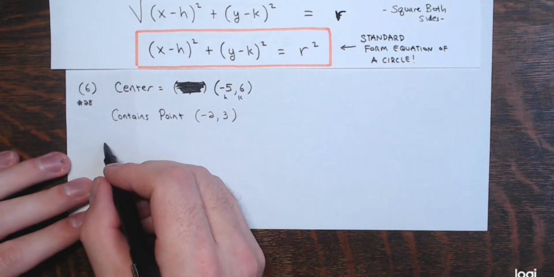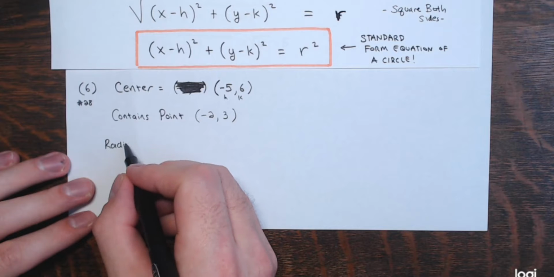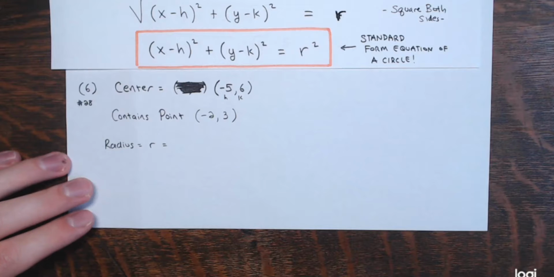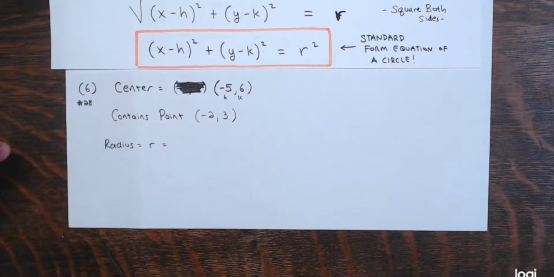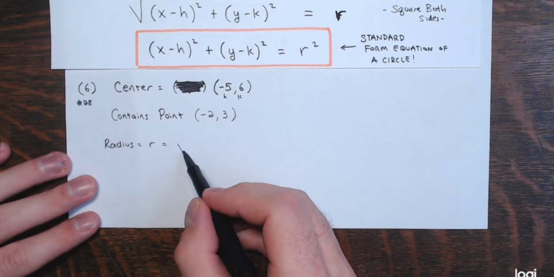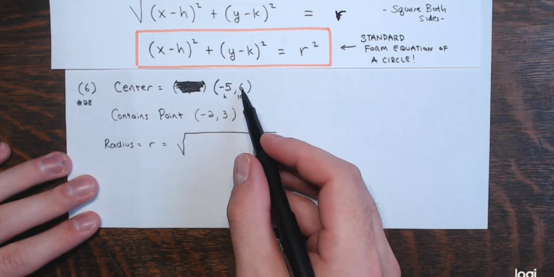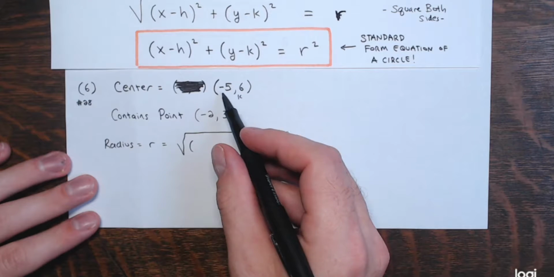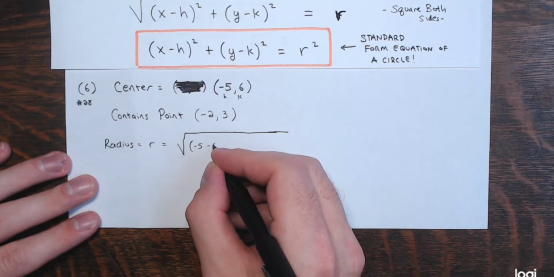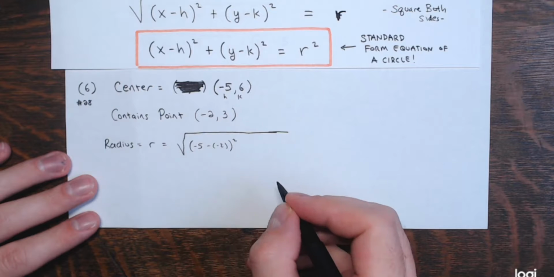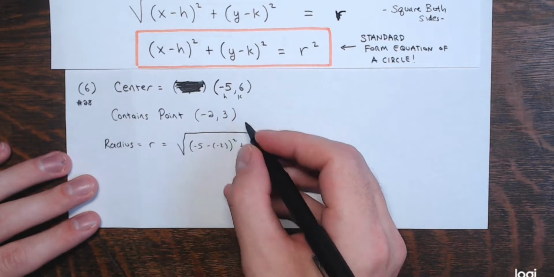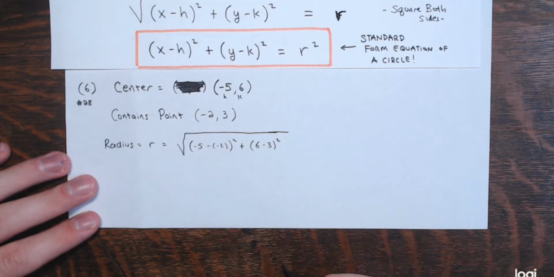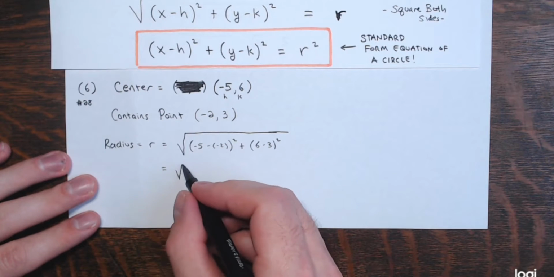So the radius r is just the distance between these 2 points, right? The distance from the center to a point on the circle. So I calculate the distance between negative 5, 6 and negative 2, 3. So it's the square root of, remember, the change in the x coordinates, negative 5 minus negative 2 squared, plus the change in the y coordinates, 6 minus 3, or 3 minus 6 squared. So this is square root.